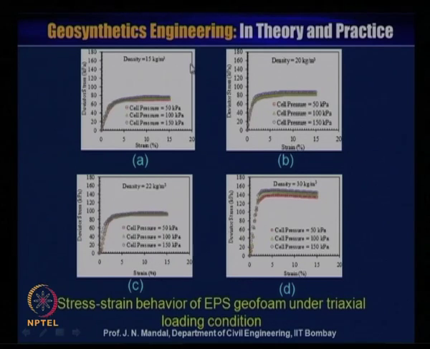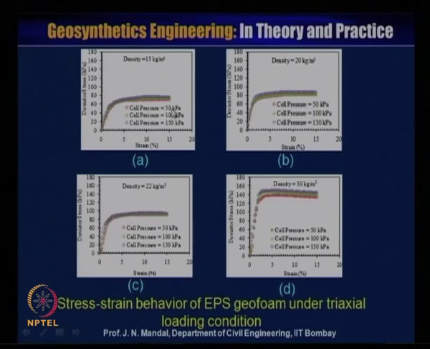This is density 15. You can see under the different confining pressure or cell pressure, the nature of the curve between the deviator stress and the strain is the same. After a certain strain value, it is almost constant. There is not much development of the deviator stress due to the increase of the confining pressure or cell pressure.